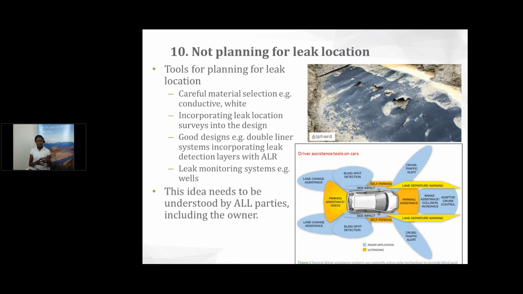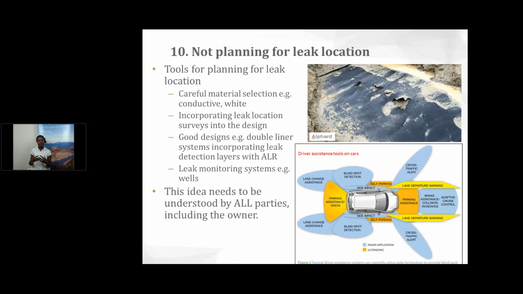Incorporate good designs as well. So combine those two with careful design. Instead of using a single liner, instead of just placing your liner on a subgrade, do a composite system. Put a compacted clay liner or a GCL under, and do a double liner system too, and have a leakage detection system in between the primary and the secondary geomembrane. That's a good design. In addition to that, add some leak monitoring systems as well. So you can have wells or whatever leak monitoring system might be suitable for your site.